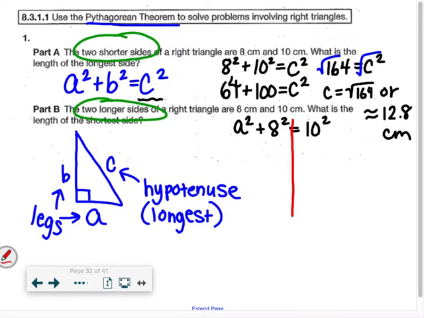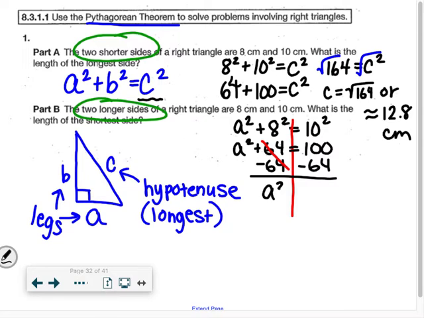So this one's a little bit different than the last one. A squared plus 64 equals 100. Now that the 100 and the 64 are on opposite sides of the equation, instead of adding them together, we need to subtract them. So if I subtract 64, I get a squared equals 36, and then I take the square root. The square root of 36 is 6. So A equals 6 centimeters.